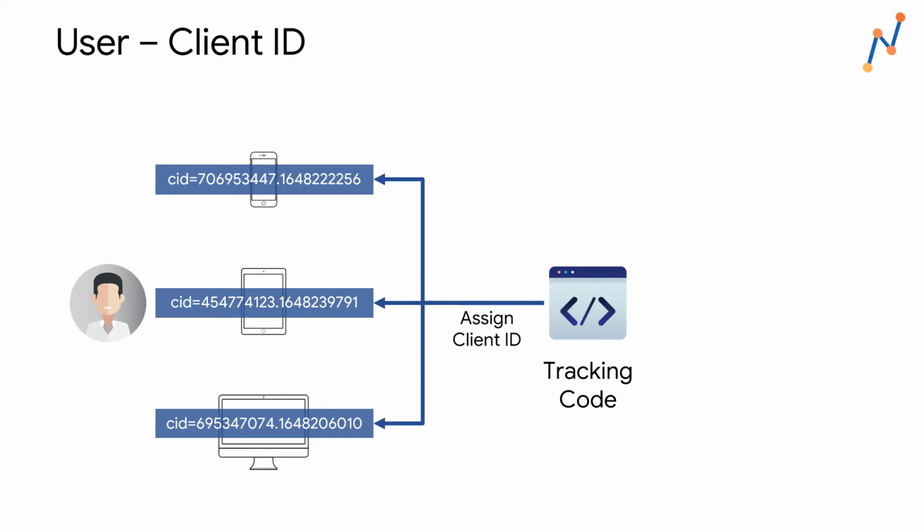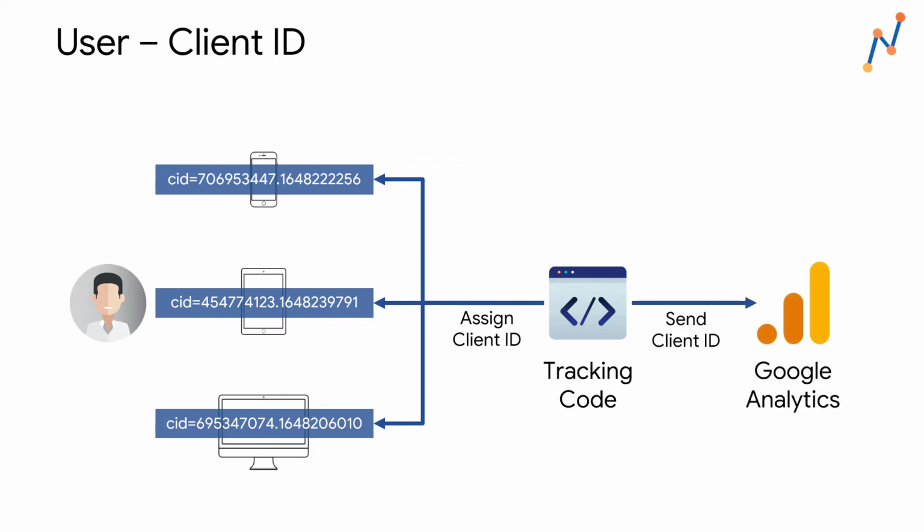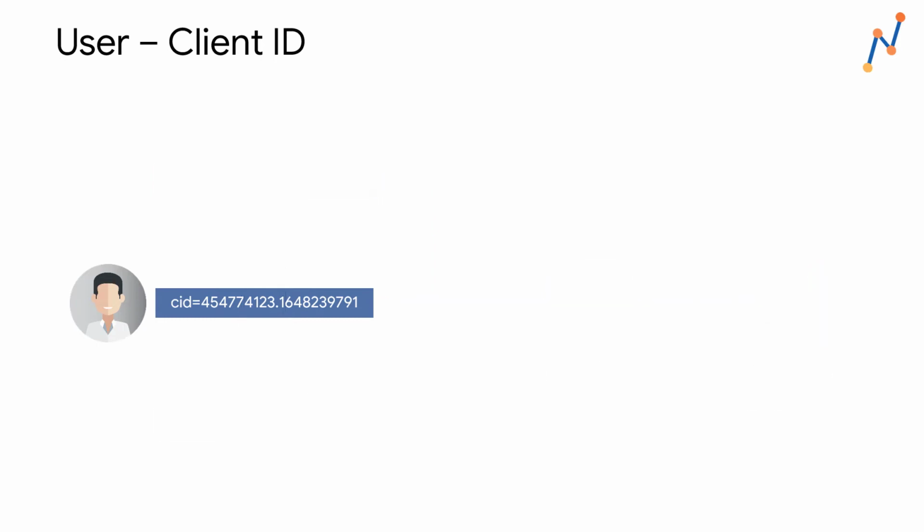And these client IDs are sent to Google Analytics by the tracking code with each hit or event. Obviously, all client IDs differ, and this is how Google Analytics will distinguish between the browser instances. So what is this client ID made of?